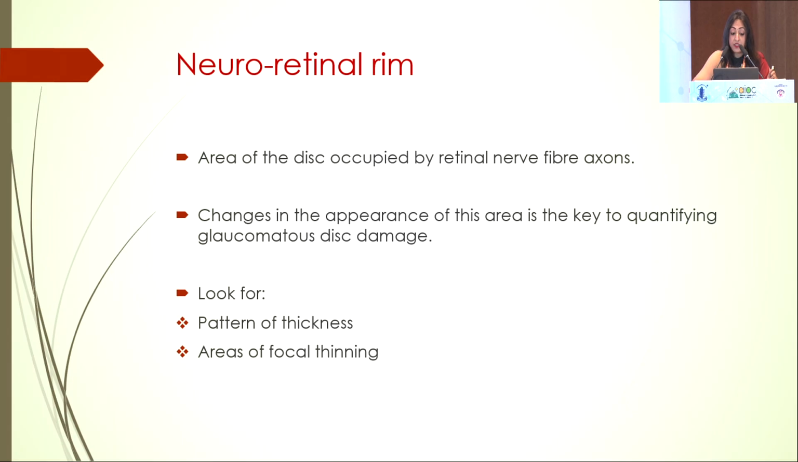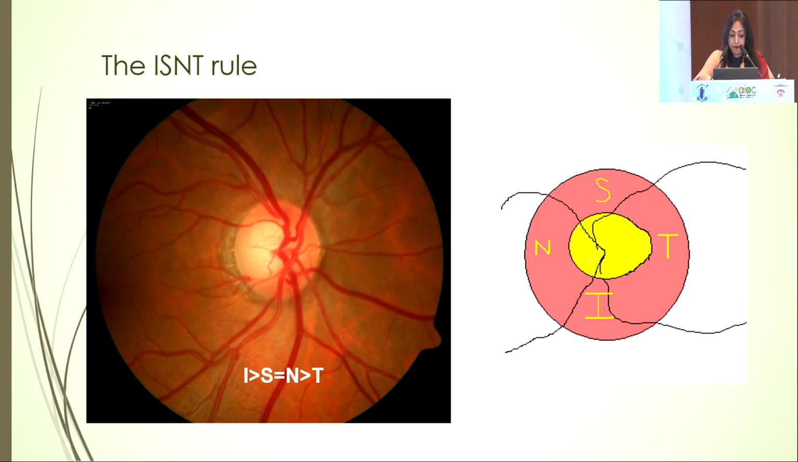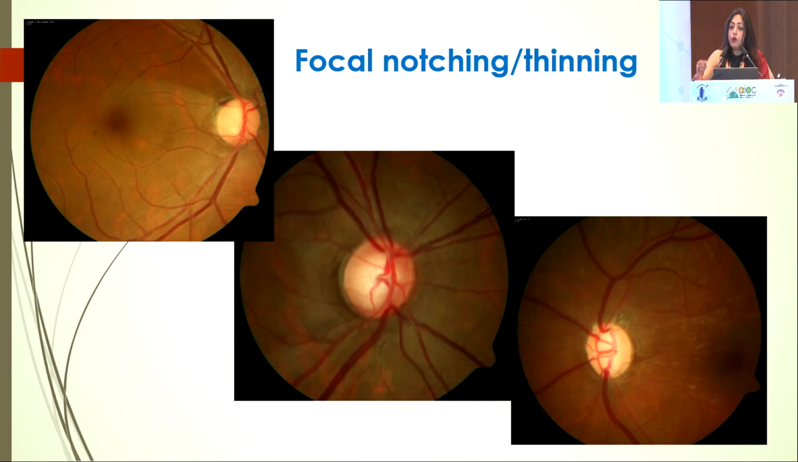Coming to the neuroretinal rim, so it's nothing but the area which is actually occupied by the retinal nerve fiber axons. So it's important for you to look for two things. First is the pattern of the thickness and any area of focal thinness. This is the ISNT rule, which says that inferior rim is more than superior, more than nasal, and then temporal. So we may have focal notching or thinning, which is present in all these three discs.